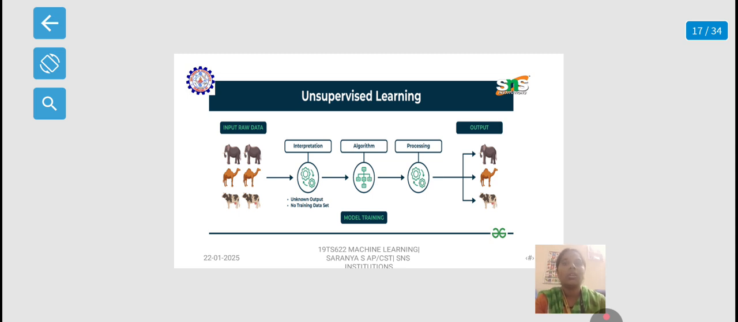Clusters based on the extracted patterns and characteristics. For example, imagine you have a machine learning model trained on a large data set of unlabeled images containing dogs, cats, elephants, camels, and cows.